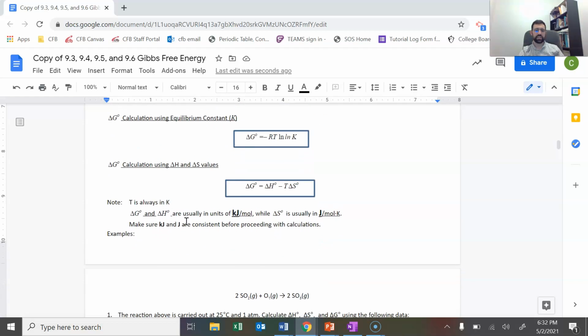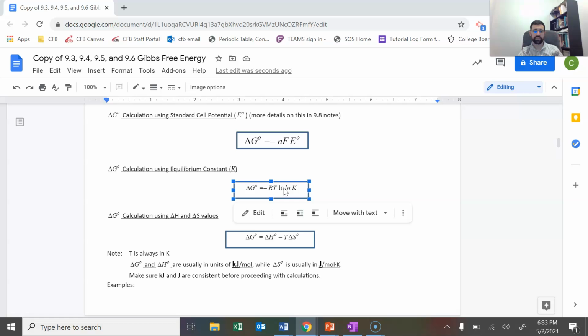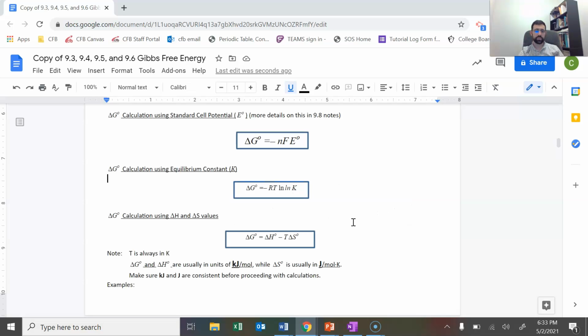Then we have delta G standard being calculated using the equilibrium constant. That can be calculated by doing negative R, the gas law constant in the correct units, R times T times ln of K. That ln was doubled there, it shouldn't be. I'll try to fix that. So it's delta G equals negative RT ln K. Talking about the equilibrium constant there.